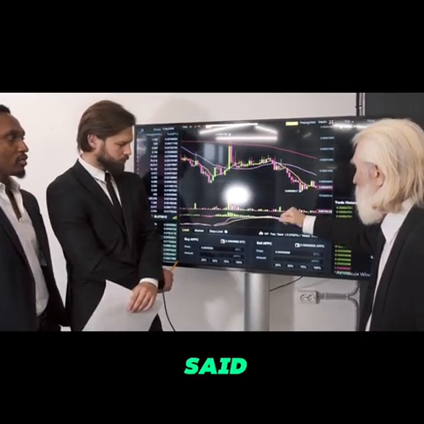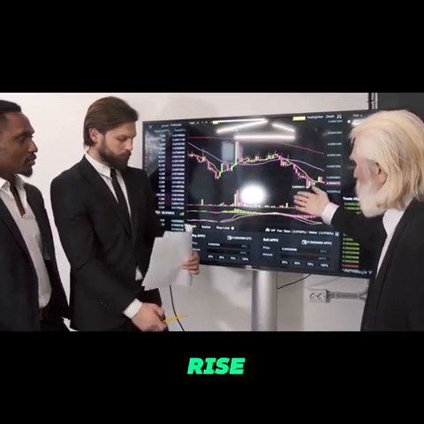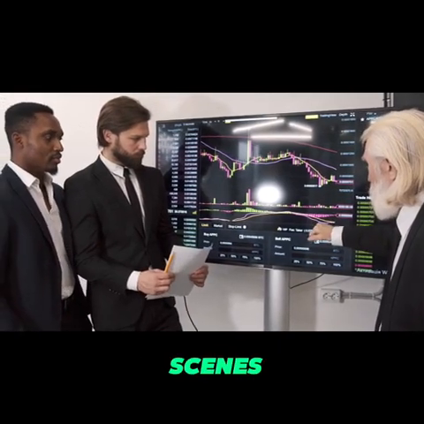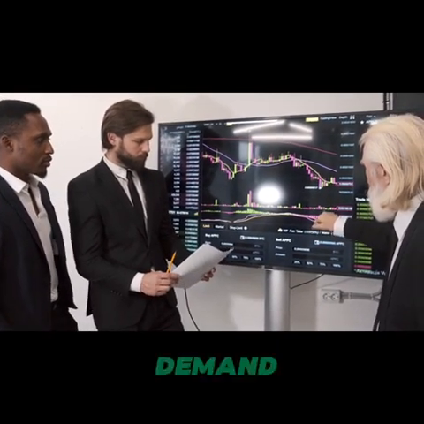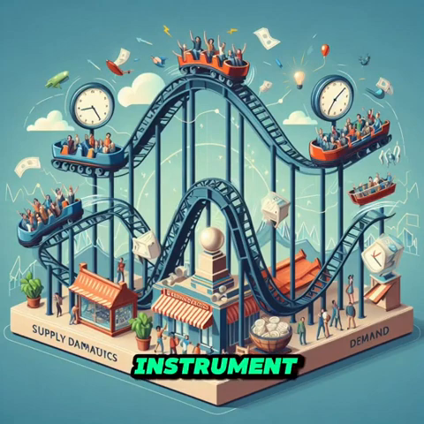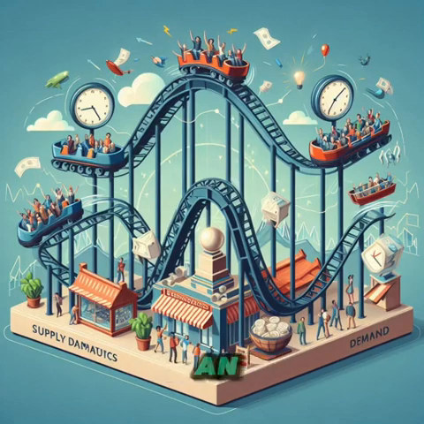Like we earlier said, when you see the market on the rise, what do you think is happening behind the scenes? Well, it's a clear sign that demand is high for that particular instrument. On the flip side, if things are heading south, it's a telltale sign that demand has dwindled and there's an abundance of supply floating around. But here's the kicker. Price isn't set in stone.